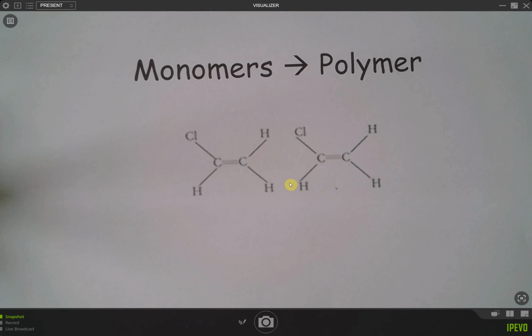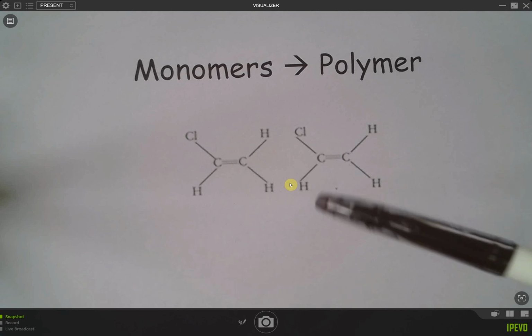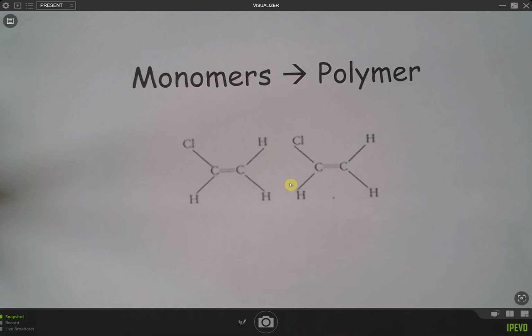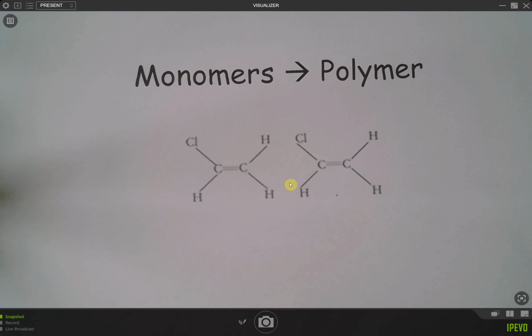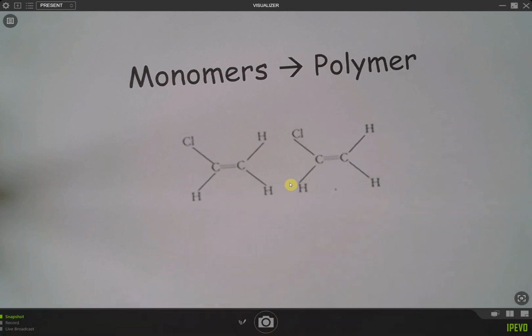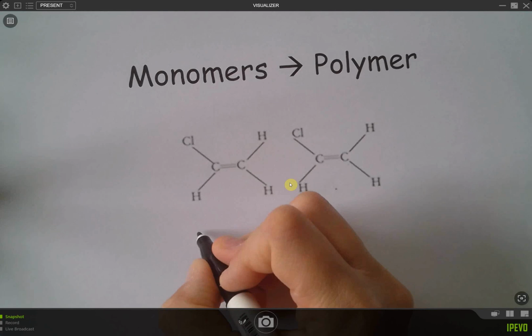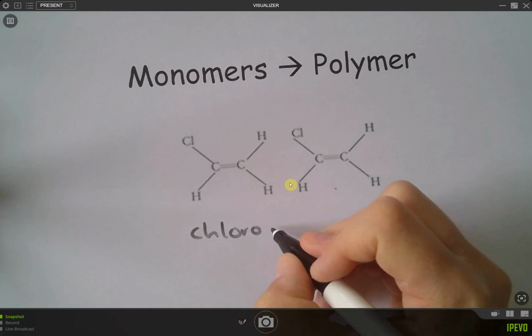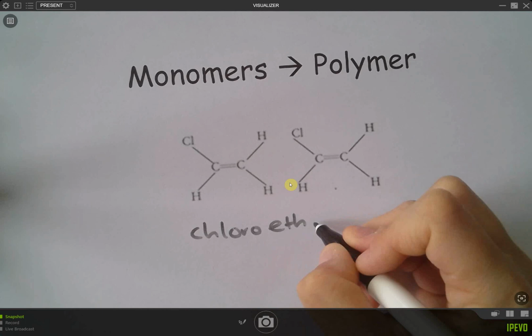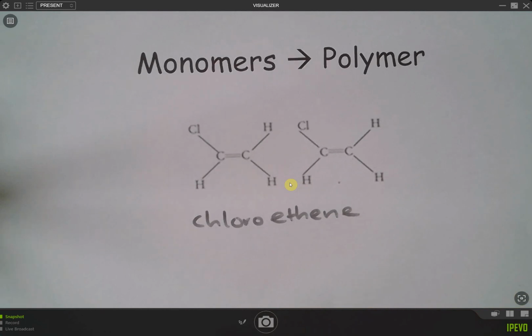So when we are dealing with these monomers, what you're trying to keep in mind is, like I said, you have these alkenes. In this case, if I was going to name this alkene, there are two carbons there, and there's a chlorine. So that's chloro. Ethene is the monomer that's making that one up.